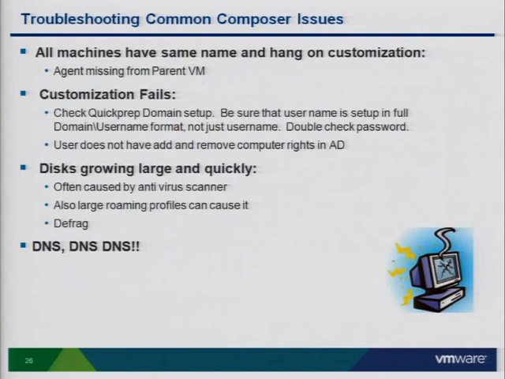So a couple of troubleshooting things. A few things we've run into a number of times. All machines have the same name and hang on customization. Most common thing is you forgot to install the agent in the desktop, so that's one fix for that. Customization will fail. Double check that you've actually added the credentials right in the quick prep, like I showed you at the beginning. Just refer back to that slide.